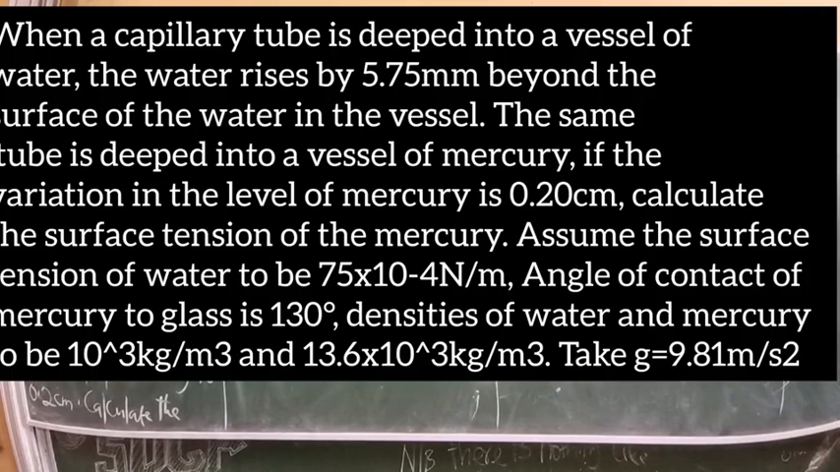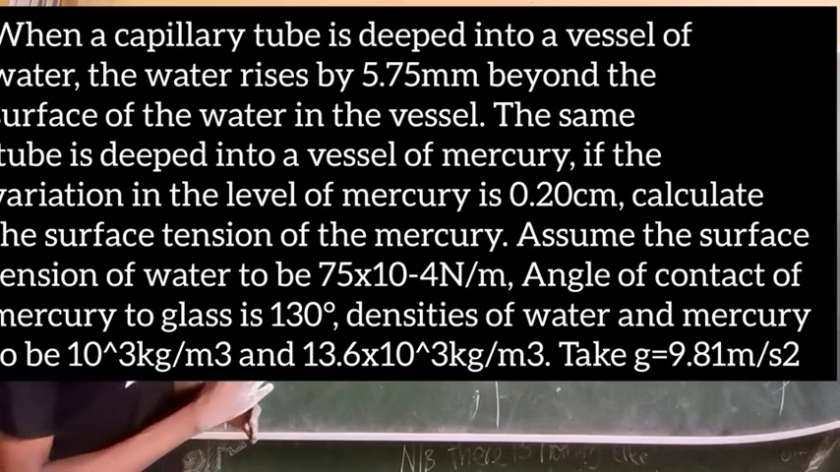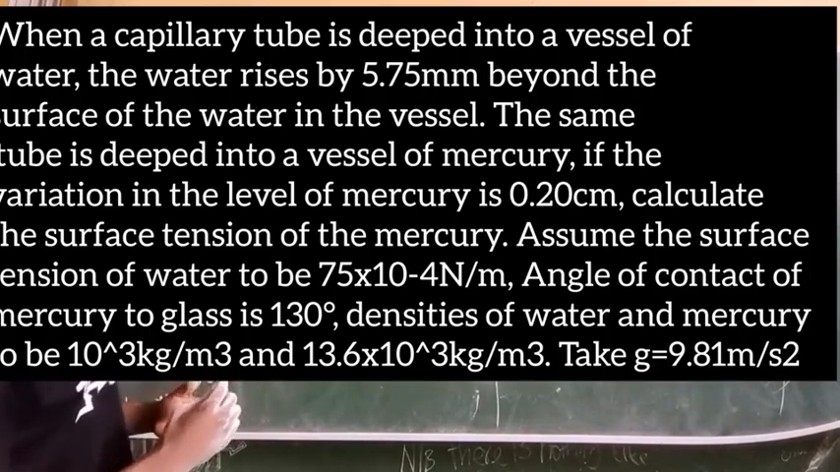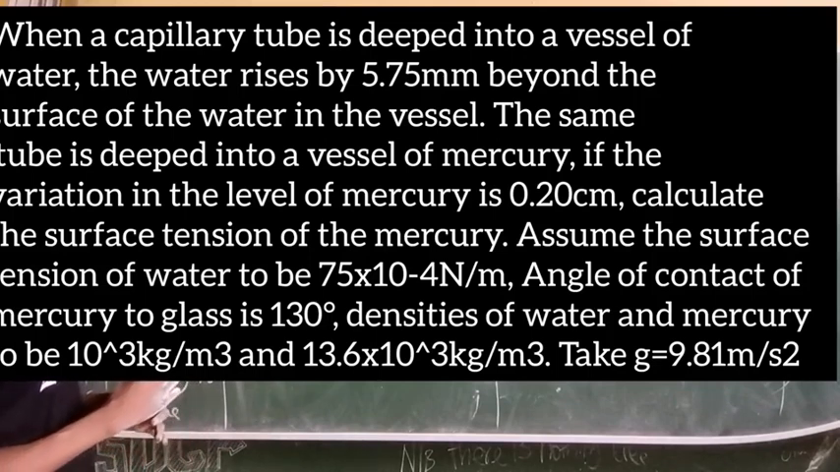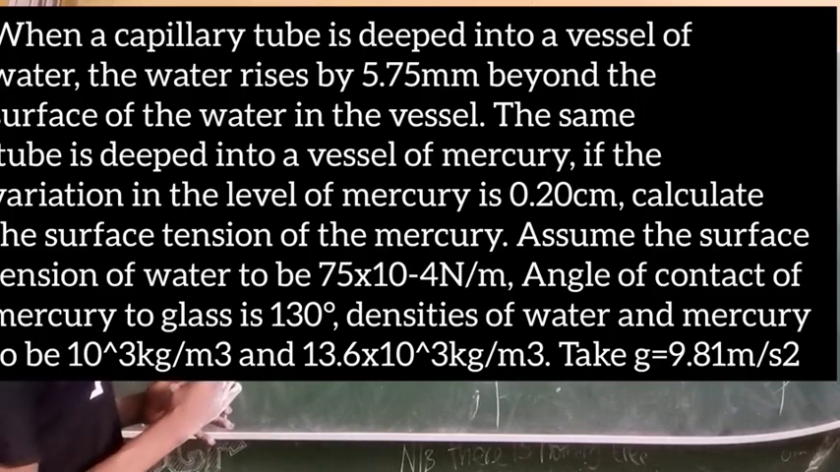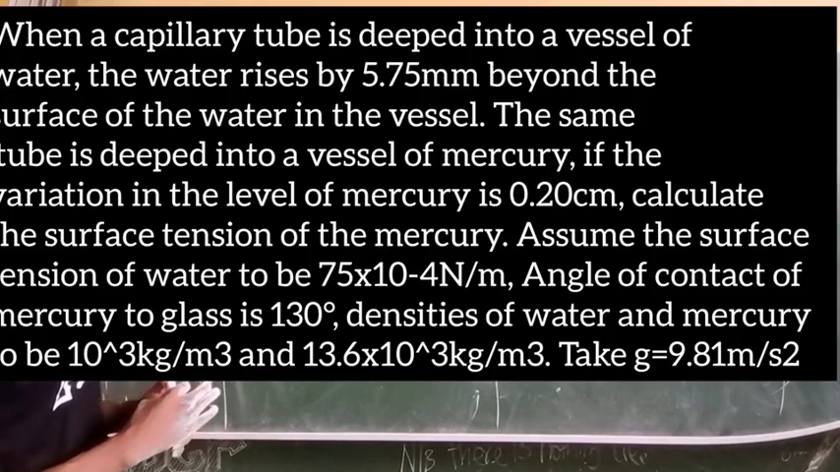So let's say we have this problem which says when a capillary tube is dipped into a vessel of water, the water rises by 5.75 millimeter beyond the surface of the water in the vessel. The same tube is dipped into a vessel of mercury. If the variation in the level of mercury is 0.2 centimeter, the question says calculate the surface tension of the mercury.